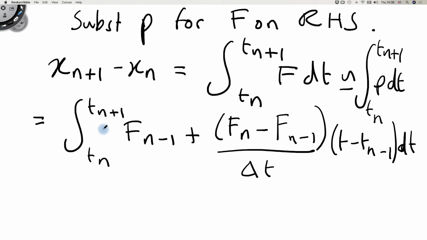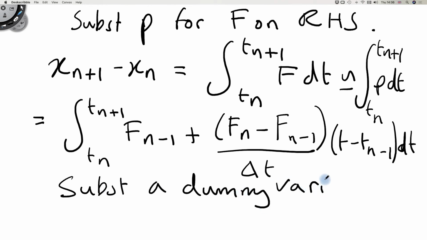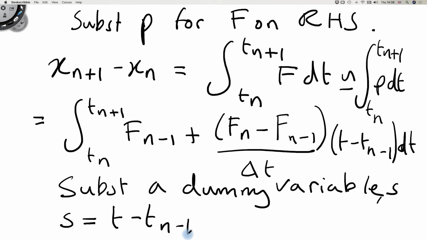You could solve it like that, but we could substitute a dummy variable, which is just a substitute for t to make the integral easier. So we're going to call s, which is simply t minus t_{n-1}. And that implies we take the derivative of that, so that's ds. Obviously t_{n-1} is considered fixed, so ds equals dt. So what we're going to substitute in here is s, and we've got ds coming in here.